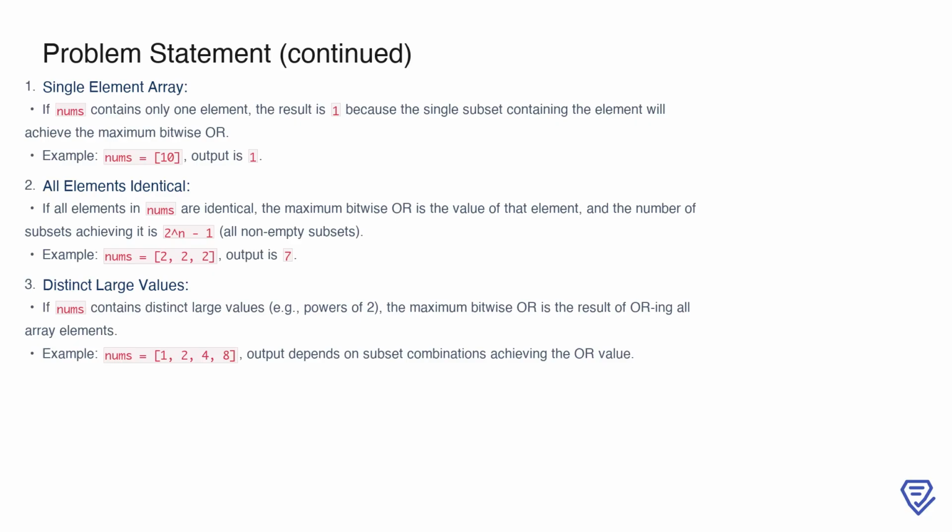Lastly, if the array contains distinct large values, such as powers of 2, the maximum OR value is obtained by ORing all elements, and the result depends on the number of subsets achieving that value. For instance, with nums equals 1, 2, 4, 8, the OR value is 15, and the subset combinations achieving this need to be carefully counted.